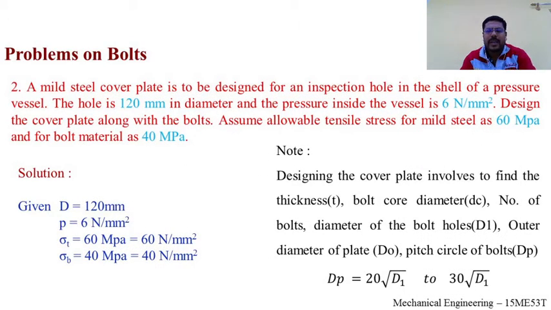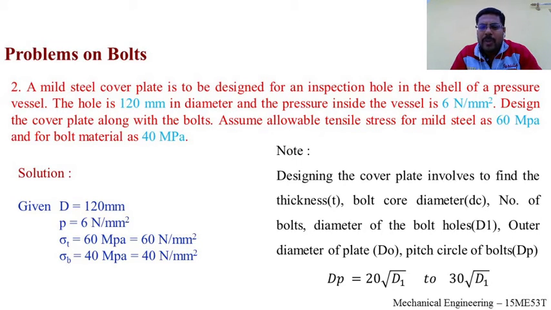We go for the second problem. A mild steel cover plate is to be designed for an inspection hole in the shell of a pressure vessel. The hole is 120 mm in diameter and the pressure inside the vessel is 6 Newton per mm square. Design the cover plate along with the bolts. So the cover plate will be designed and the number of bolts can also be found.